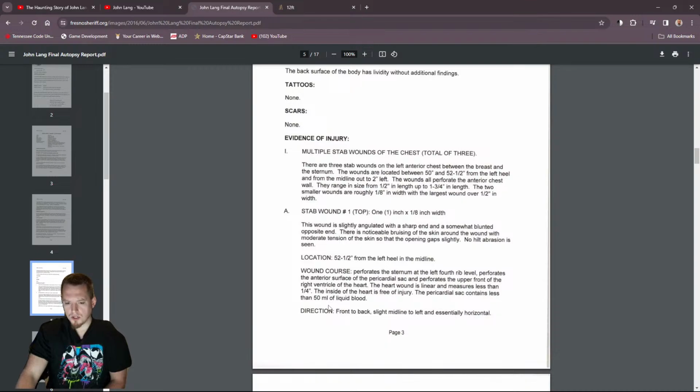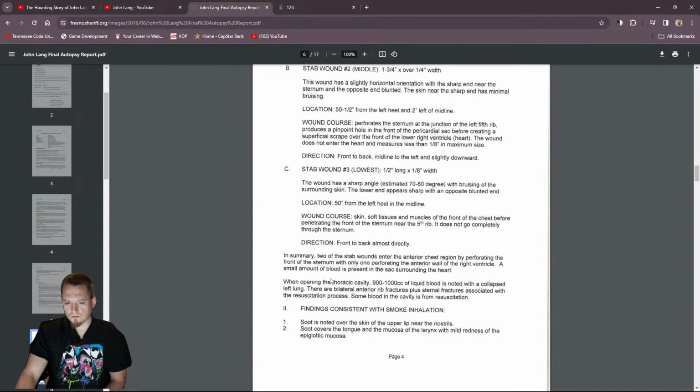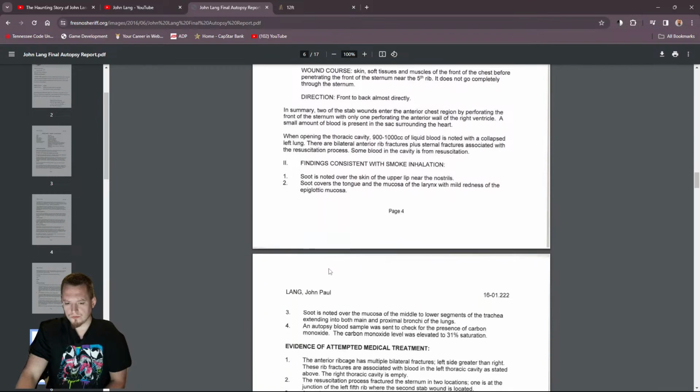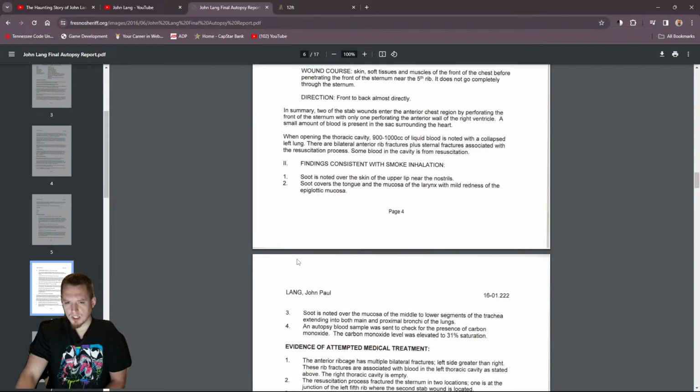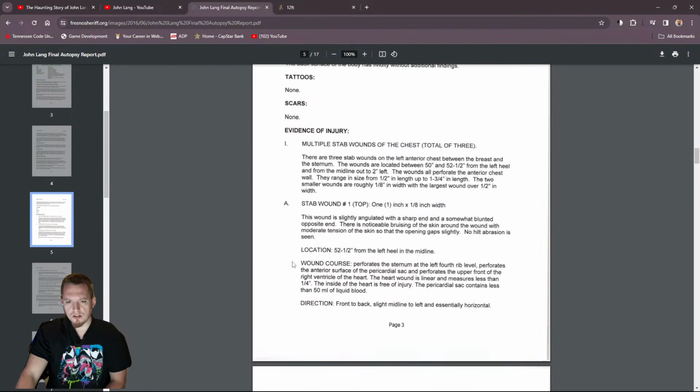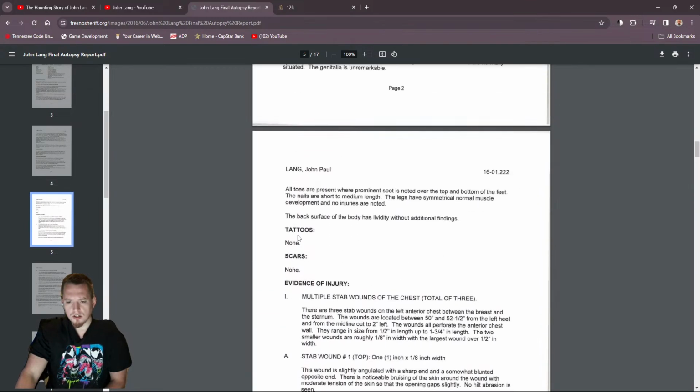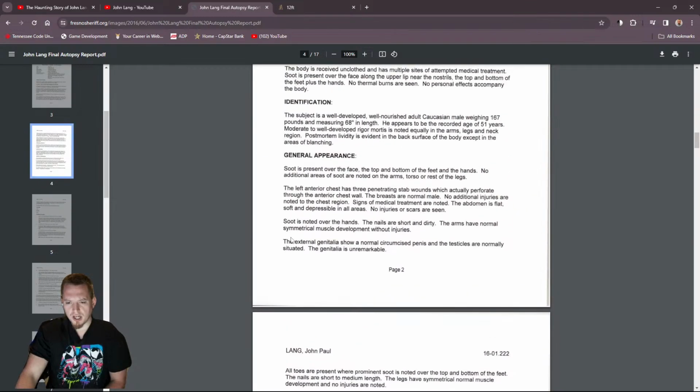Stab wound 1, location, direction. I'm so confused. Where does it say that there's wounds on his back? It says 3 penetrating stab wounds, chest wall. No additional injuries are noted to the chest region. Okay.